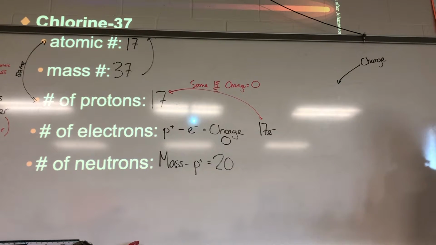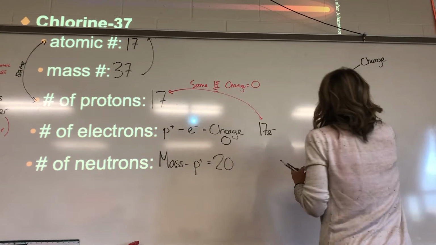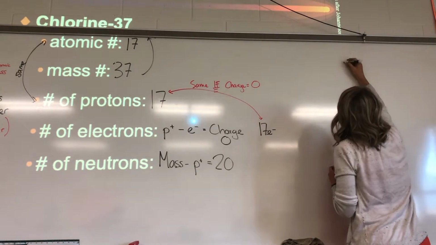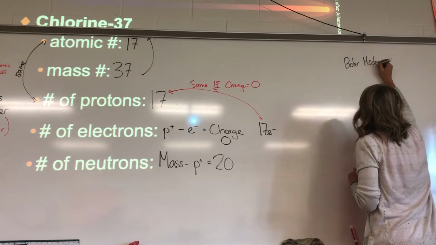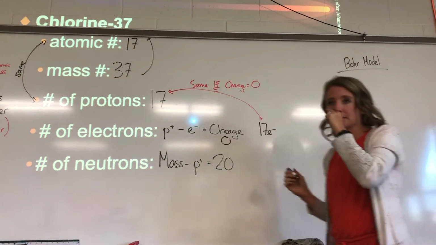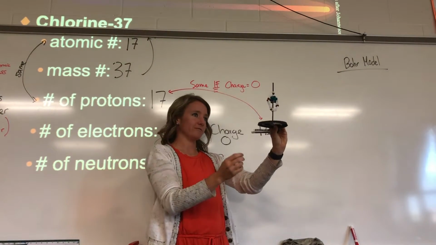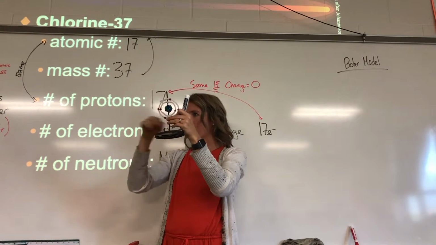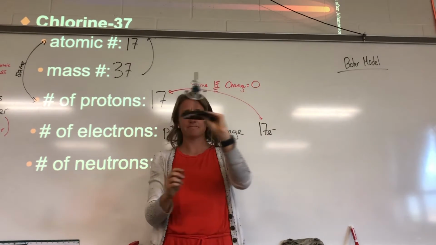Okay? All right, now let's learn how we can draw a picture of this particular isotope. So we're going to learn what is known as Bohr's model for an atom. Bohr's model is probably the most common model of an atom you've seen up to this point. This right here is Bohr's model. The idea is you've got the nucleus in the middle, and then you have these rings, orbits, shells, energy levels, whatever you want to call them, around the outside.